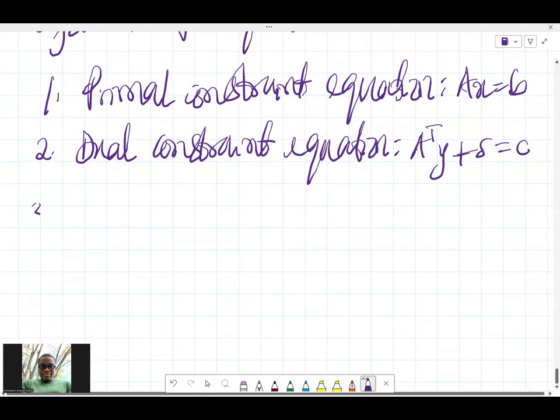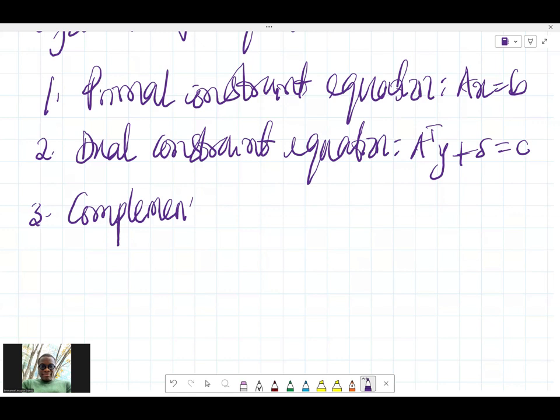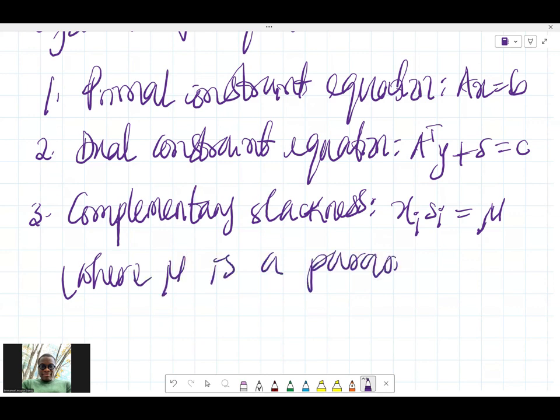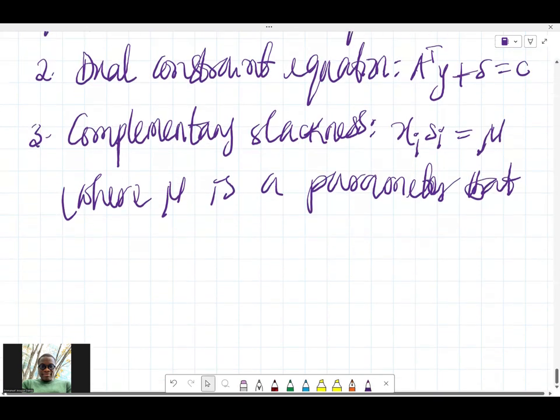Then number 3, we have the complementary slackness, where we have Xi Si equals mu. Here, mu is a parameter that guides convergence.